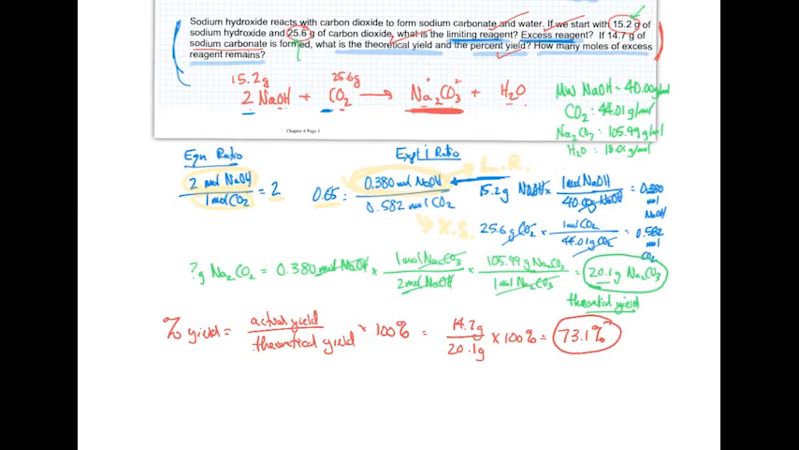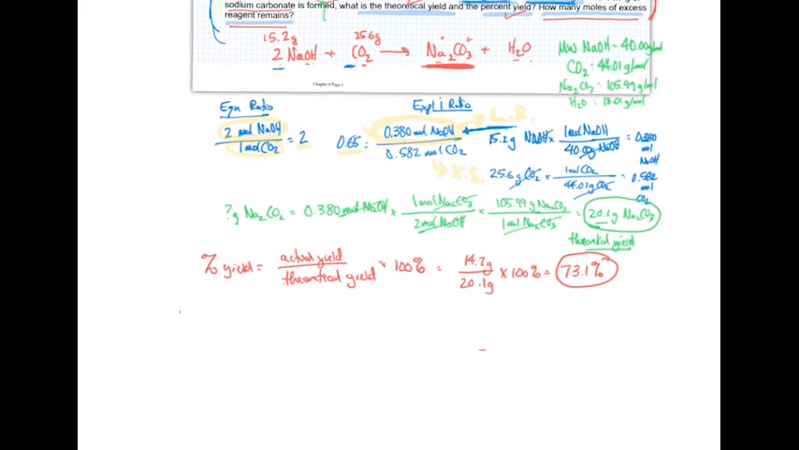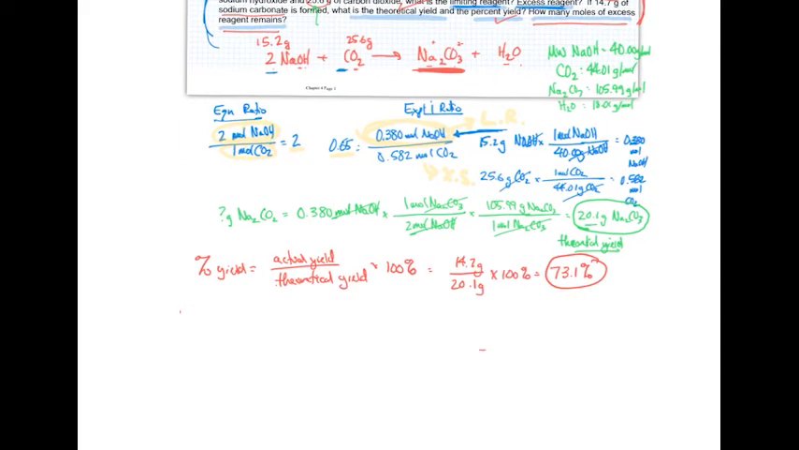All right, so this big, intimidating looking problem, we're now working our way through, and we're almost finished with it, but we have left ourselves the worst part of this problem. How many moles of excess reagent remain? And I'm going to use an analogy to help you figure this out. We're going to go back to our bread and cheese example.